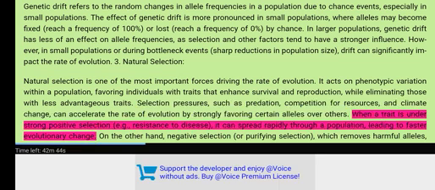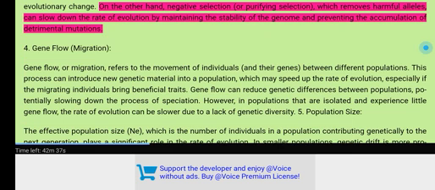When a trait is under strong positive selection, e.g., resistance to disease, it can spread rapidly through a population, leading to faster evolutionary change. On the other hand, negative selection, or purifying selection, which removes harmful alleles, can slow down the rate of evolution by maintaining the stability of the genome and preventing the accumulation of detrimental mutations.